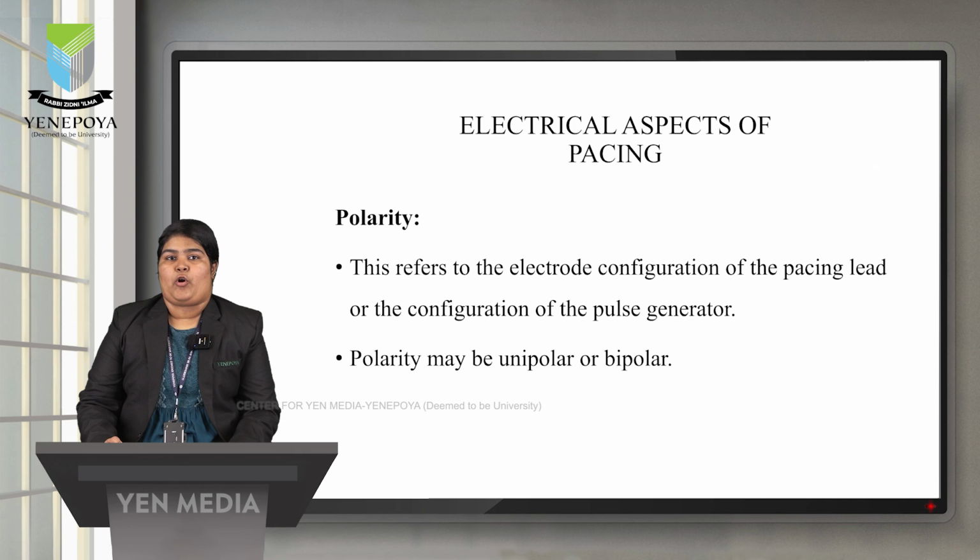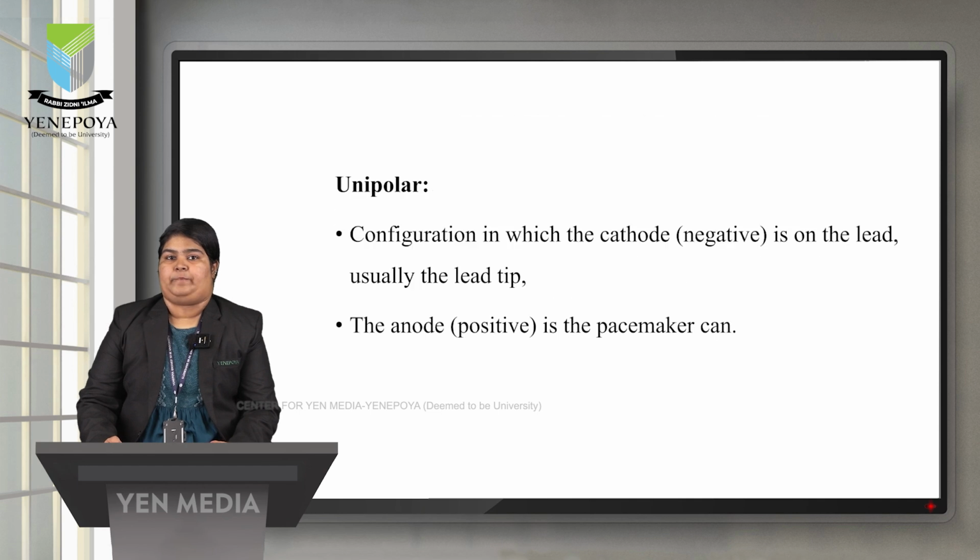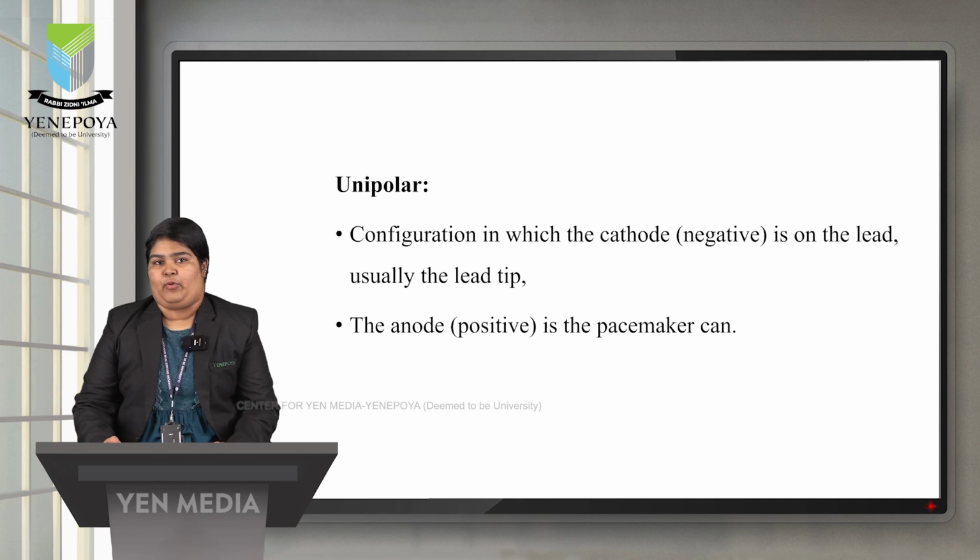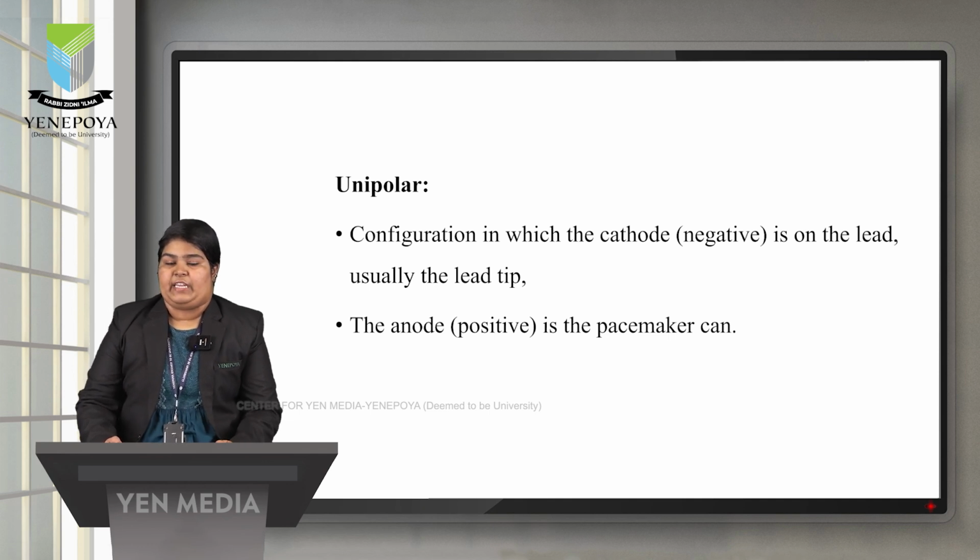So next we are moving on to the polarity. The polarity is the electrical configuration of the pacing lead and the configuration to the pulse generator. So there are two types of polarity, unipolar and bipolar. Nowadays we use more of bipolar leads only because they have a higher success rate when compared to unipolar. The unipolar configuration is when the cathode, that is the negative charge, is present on the lead, and the anode, which is the positive charge, is present in the pacemaker can.